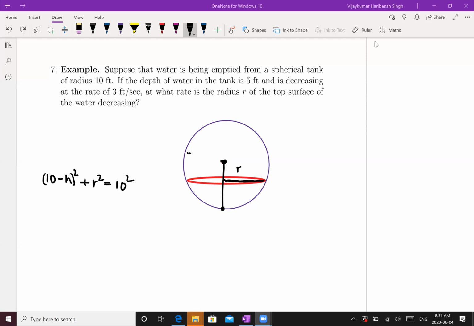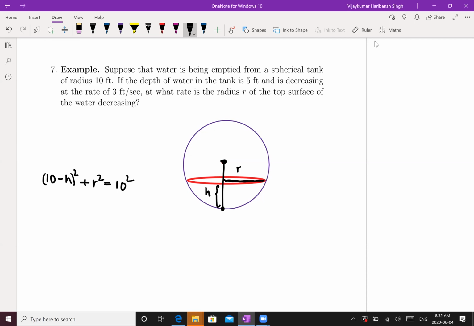So this is the scenario. You have basically a spherical tank and the radius is 10. So at any point, this is the center. Any connection to the surface of the sphere is going to be 10. All right. And then what else do we have? We have depth of the water is 5 feet and it's decreasing. So let the height of water be h. And the surface of the water is circular, so let the radius of that circle be r.